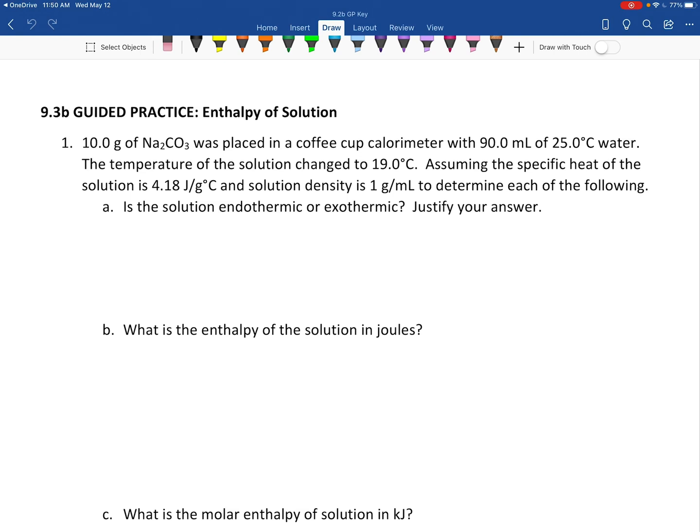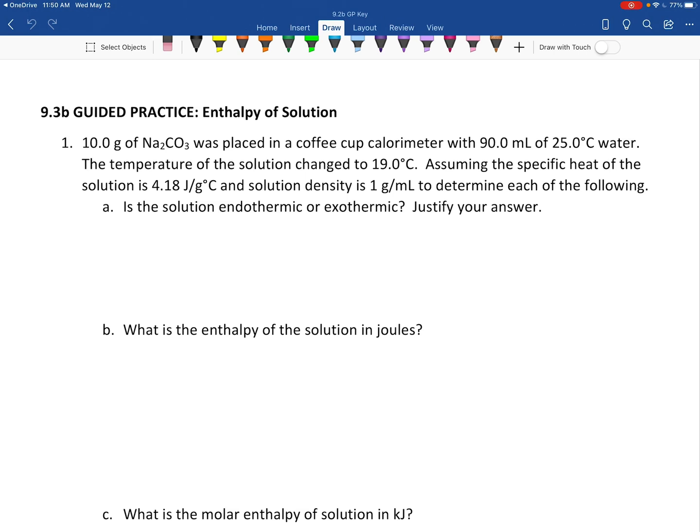The temperature of the solution changed to 19 degrees Celsius. Assuming the specific heat of the solution is 4.18 joules per gram degree Celsius and solution density is 1 gram per milliliter, determine each of the following. Anywhere along this you can pause and try it yourself and then play and see how you did. So let's get started with a couple things.